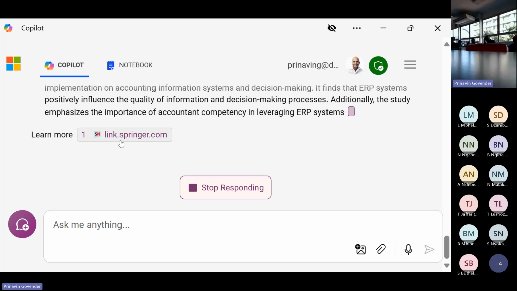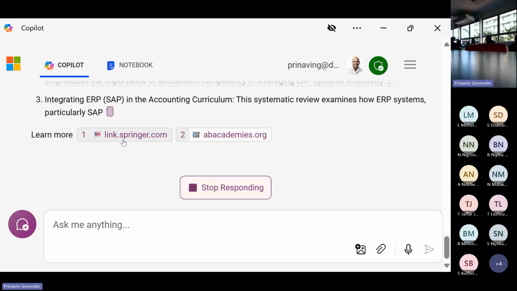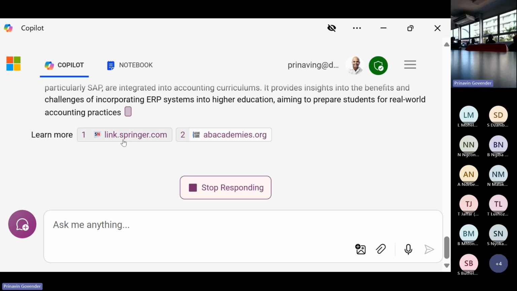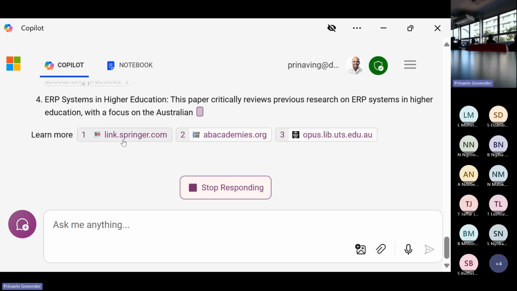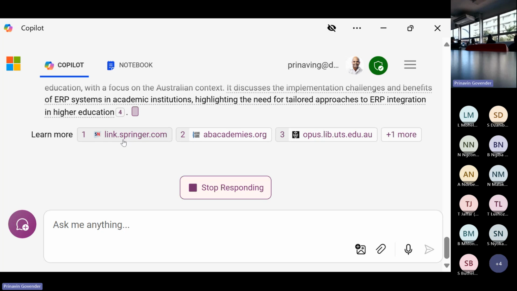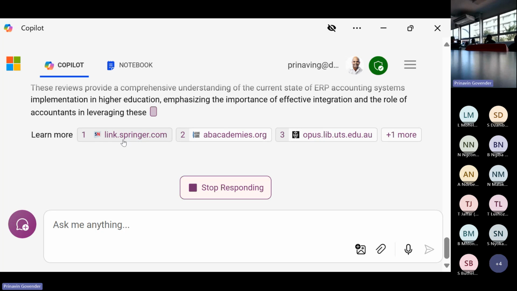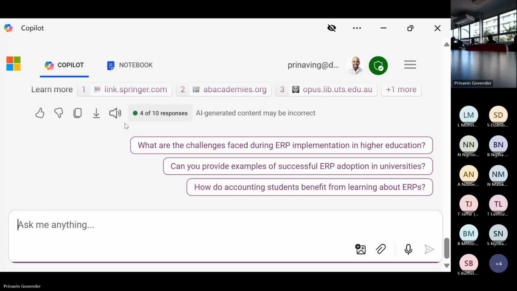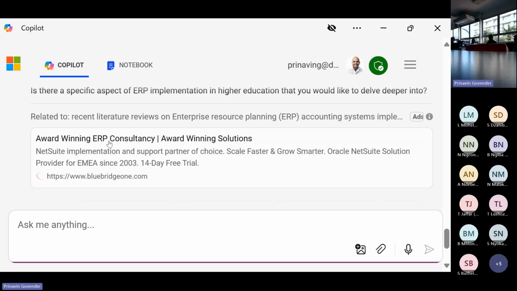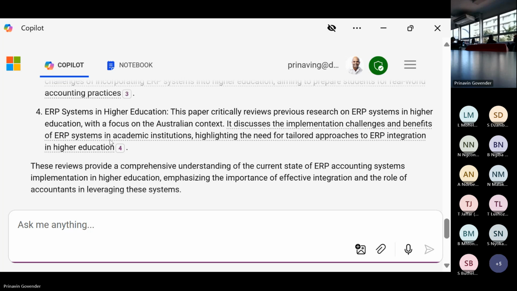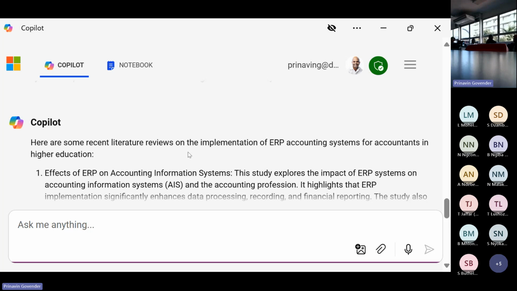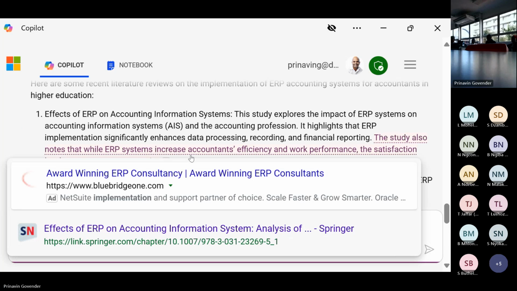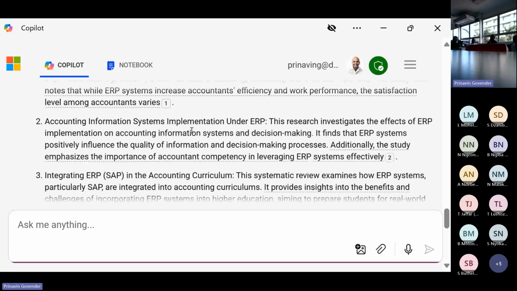Aha, there we go, Springer. I like this. It gives me the reference as well. ChatGPT hallucinates and gives us some references that don't exist. Genius. Right. Oh, look at this. What are the challenges facing? Can you provide examples? Yeah. Right? Now, here's some literature reviews, right? Wow, look at that. Look at that.